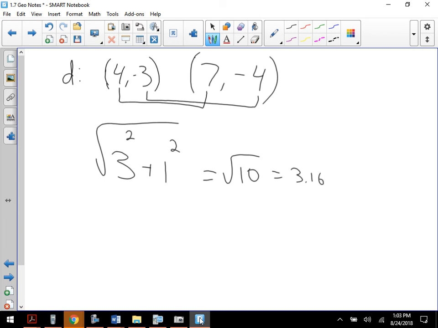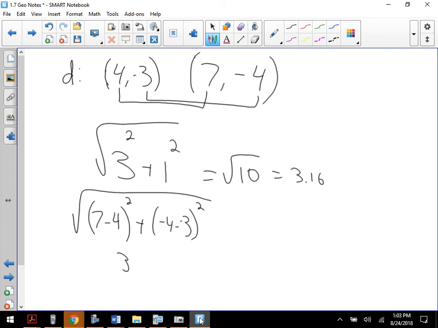Okay? All I'm doing here is just counting how far apart they are to get the change. What's the distance between the two? That's what that means. If I did it long form, I would have said 7 minus 4 quantity squared plus -4 minus a -3 quantity squared, got the square root. 7 minus 4 is 3, 3 squared. -4 plus this would be -1 quantity squared. And then I would have gotten 10, and I would take the square root.